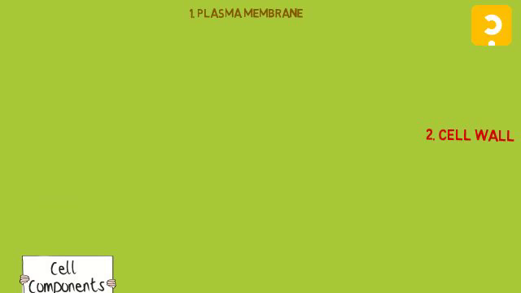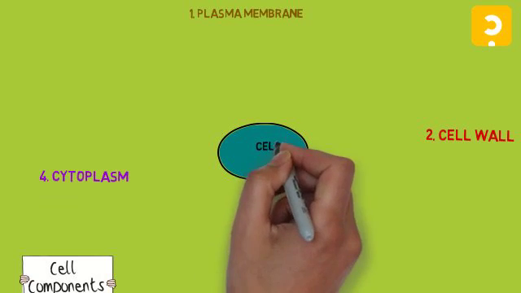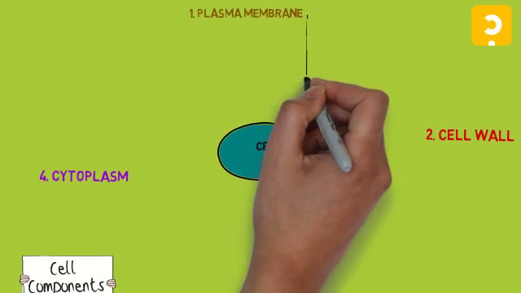In this video, we are going to talk about the cell components. The cell has four main components: plasma membrane, cell wall, the nucleus, and cytoplasm. In the next 5 odd minutes, we will understand what these components are and what functions they perform within a cell. Let's start with the plasma membrane first.